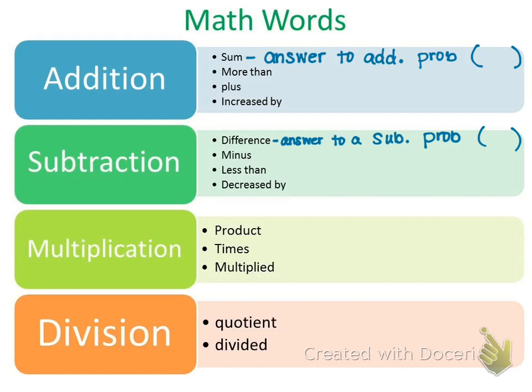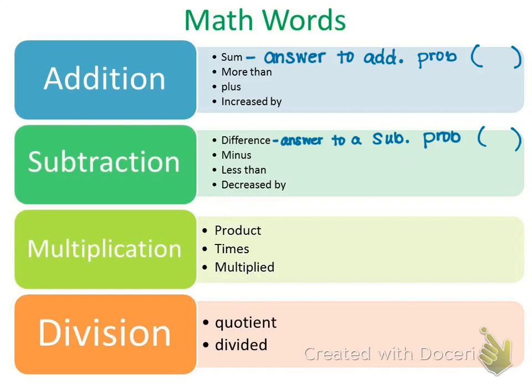So, sum, answer to an addition, we use parentheses. Difference, answer to a subtraction, we use parentheses. All right, so if it were to say the difference of a number and 10, I would write parentheses. Difference means subtraction, a number, which is x, and 10. That's how I would write that problem.